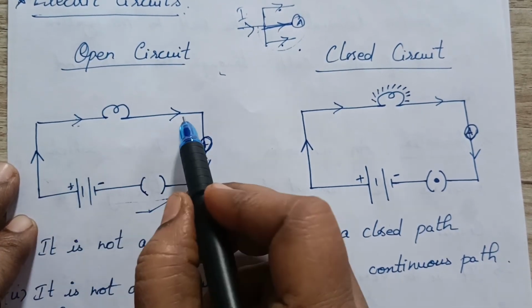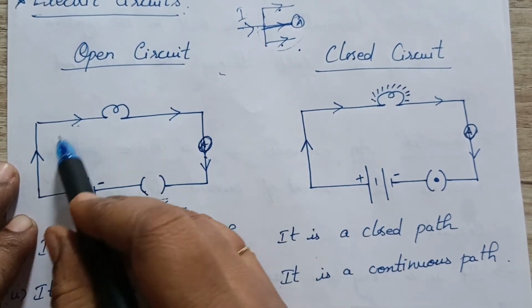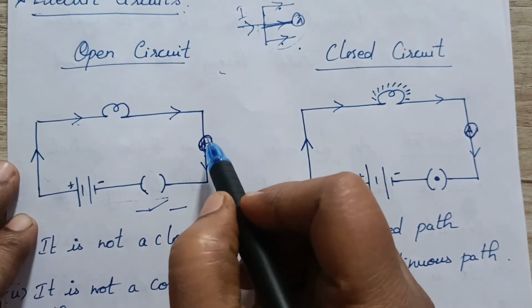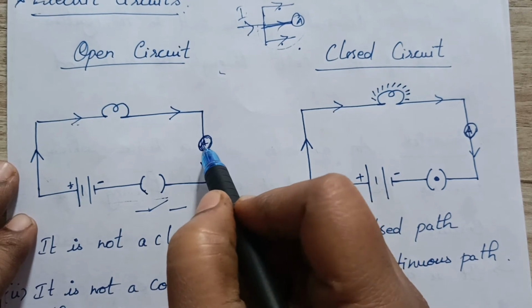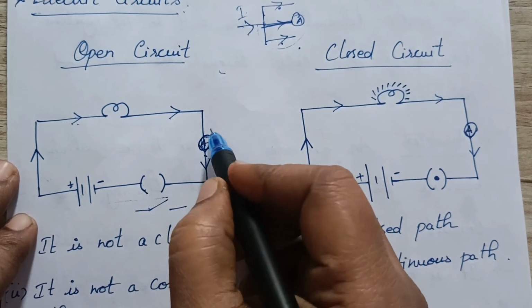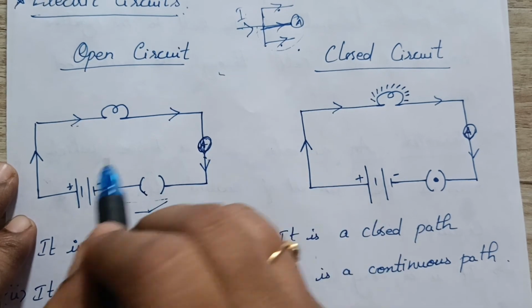So it should always be connected in series. When it is connected in series, the current will be the same throughout the circuit. So the ammeter should be connected only in series, not in parallel.